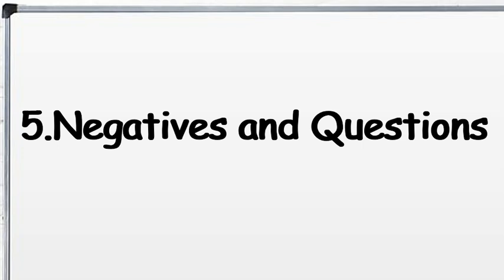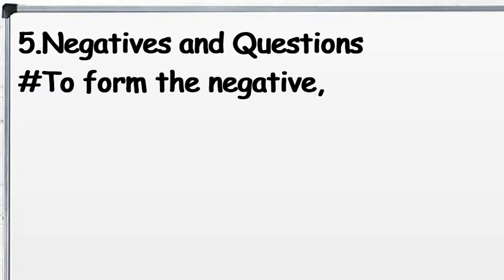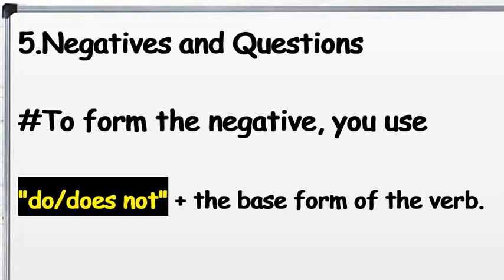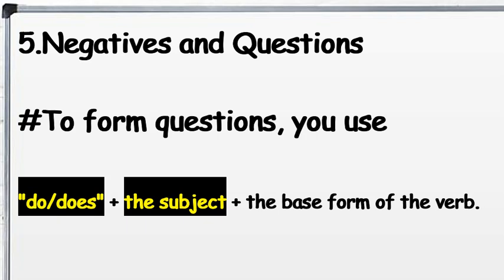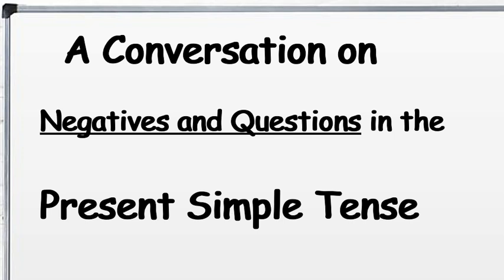Negatives and questions. To form the negative, you use do or does not plus the base form of the verb. To form questions, you use do or does plus the subject plus the base form of the verb. A conversation on negatives and questions in the present simple tense between James and Sarah.